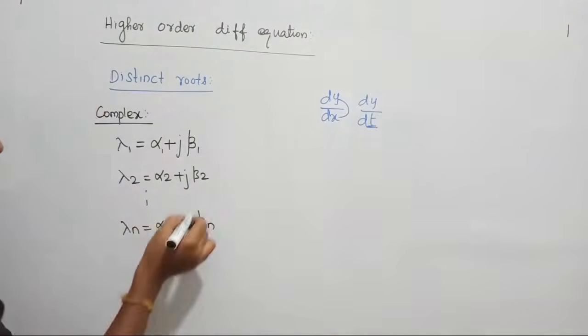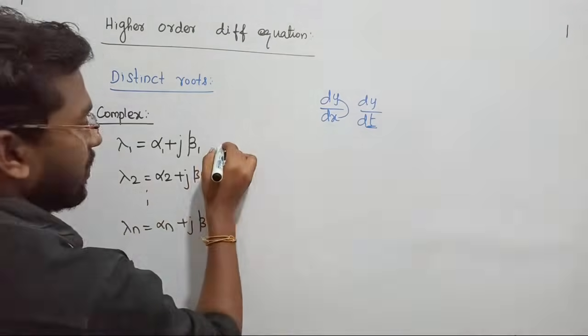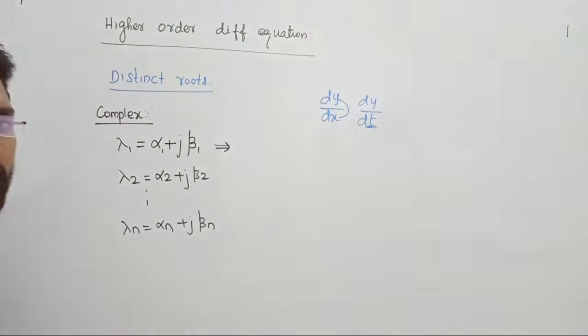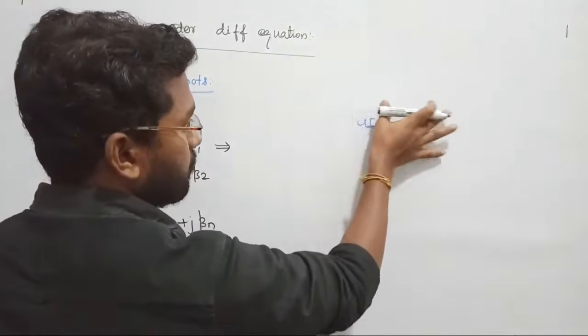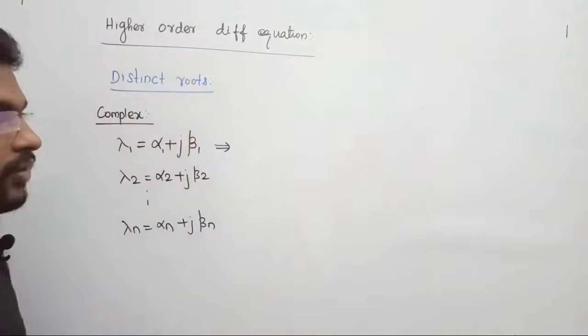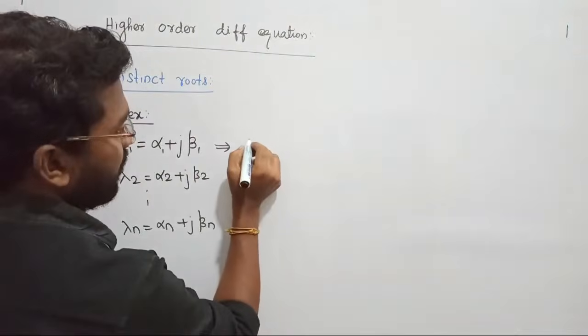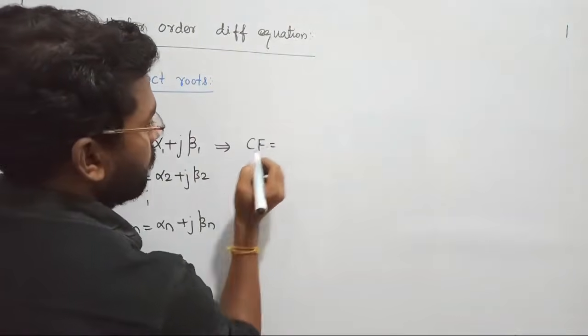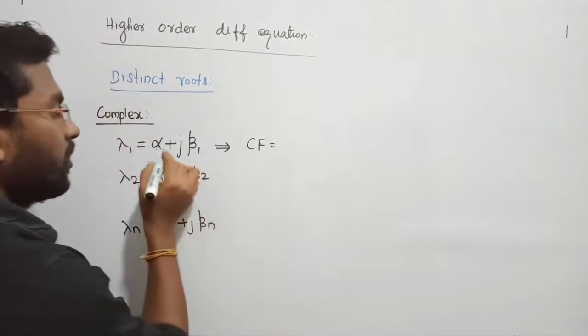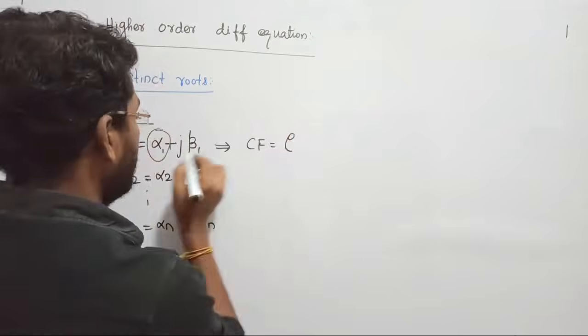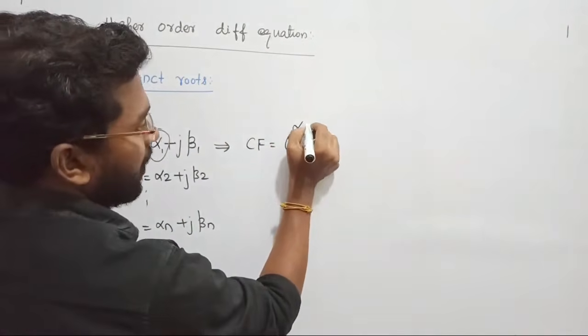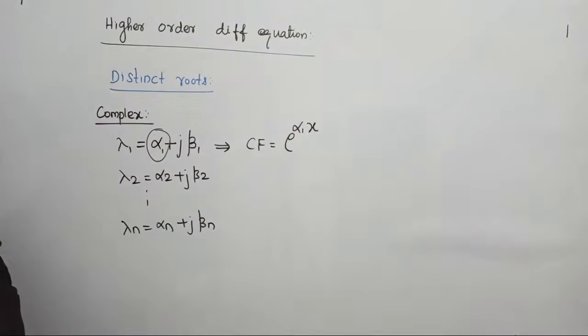Since these are complex roots, this is how we represent them. Let me write the answer directly, and at last I will give the proof. The complementary function can be written as: take the real part of lambda 1 outside, so it is e power alpha 1, assuming your function is being differentiated with respect to x.